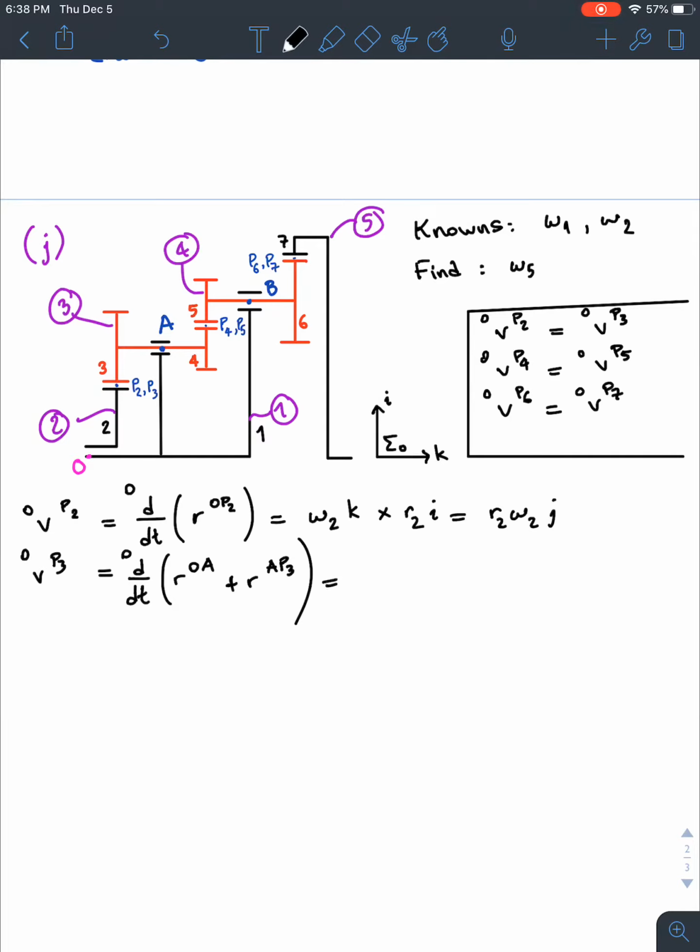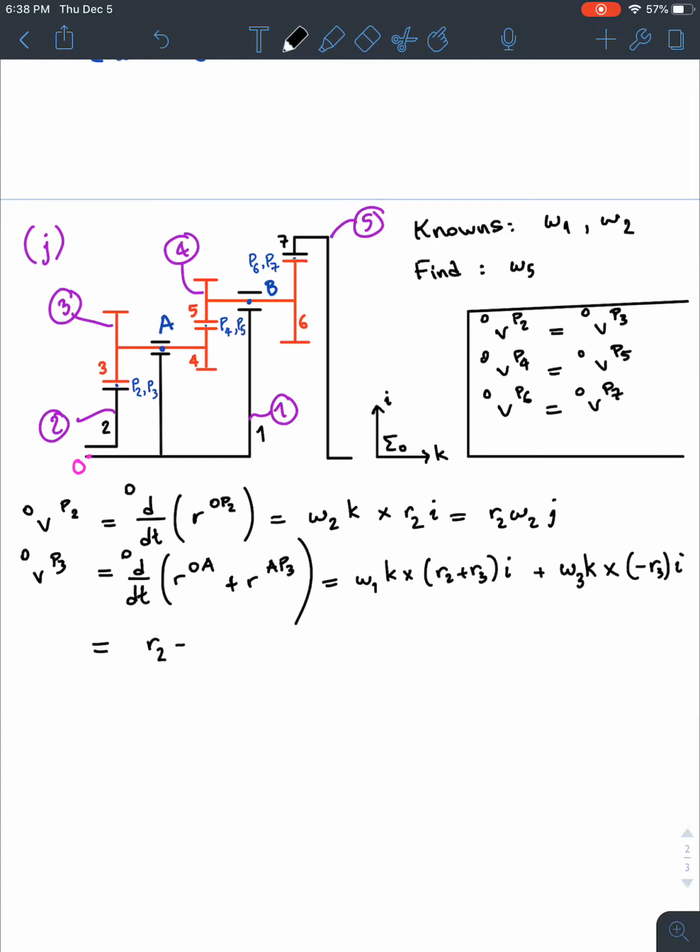So this is going to look like omega 1 k cross (r2 plus r3) in the i direction. Why? Because this distance is r2 plus r3. Plus the angular velocity of 3 in 0, which is omega 3 k cross, what is this distance? That's r3, but the direction is negative i, right? So it's going to be minus r3 in the i direction.